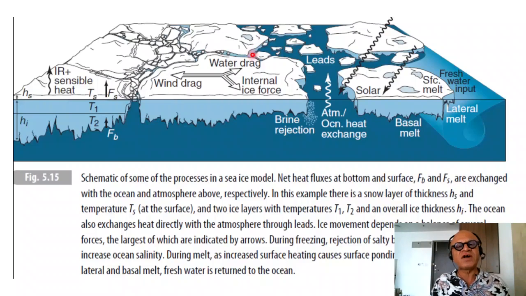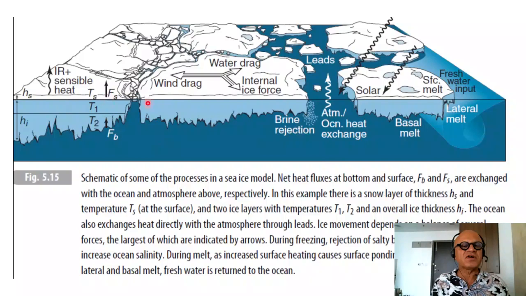But processes of ice formation and its impacts on the ocean and the atmosphere and the energy budget are all obviously very important, especially because now polar amplification is such a prominent feature of the climate system response to anthropogenic forcing as well. So, a schematic of some of the processes in a sea ice model: net surface heat fluxes at bottom and surface, FB and FS.